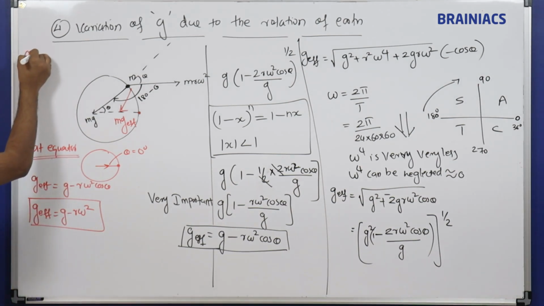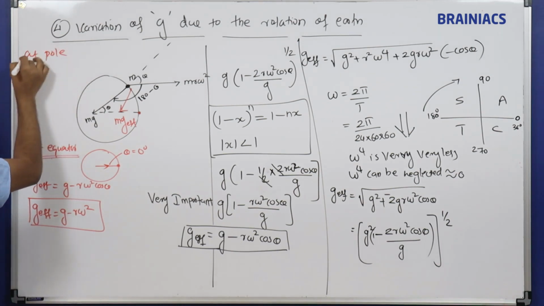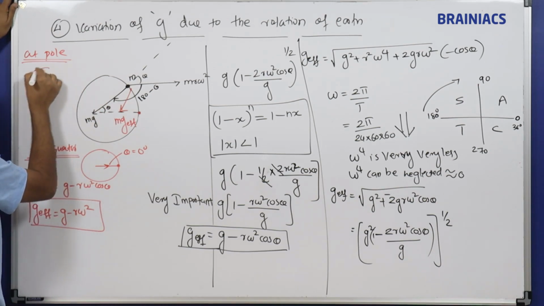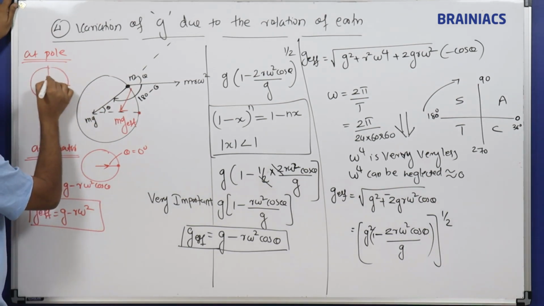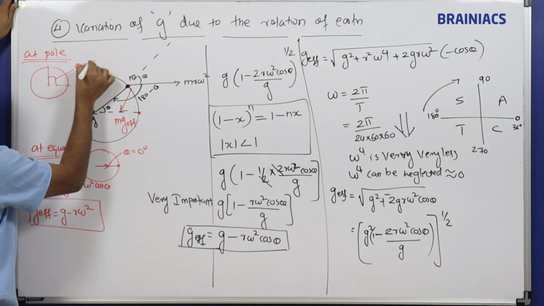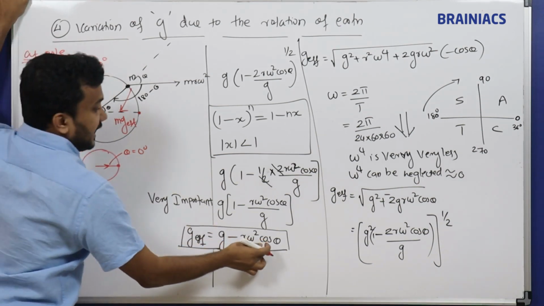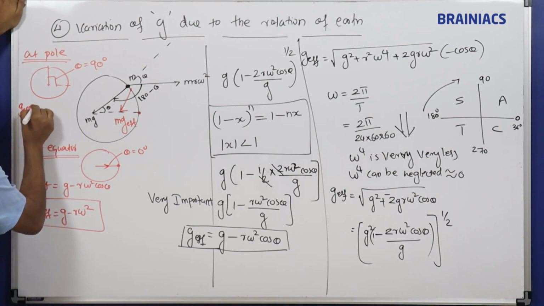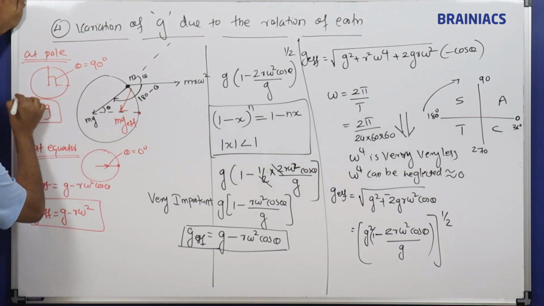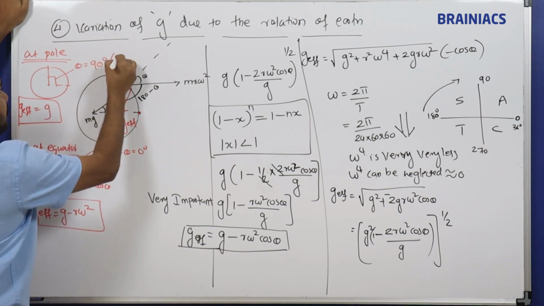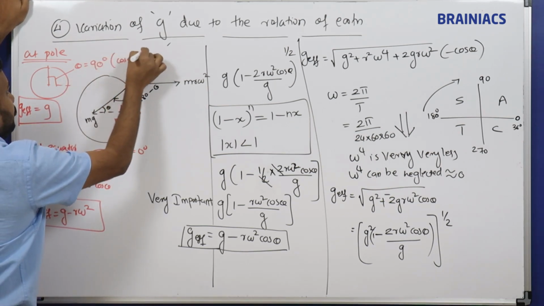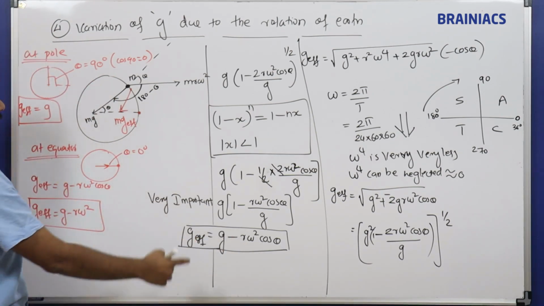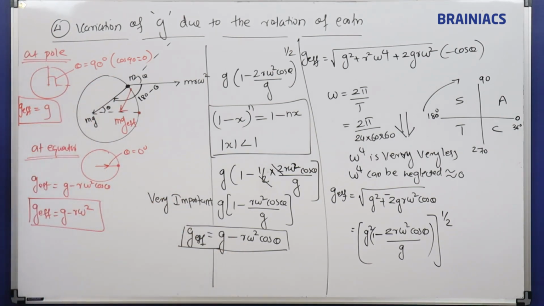Next, at pole. Pole means this will be here. Okay. So at pole, theta equal to how many degrees? 90 degrees. What is cos 90? Cos 90 is 0. So you can say G effective is equal to g, because cos 90 is equal to 0. So this term will absolutely go. So G effective is equal to g.